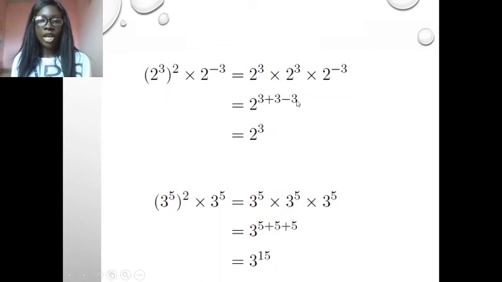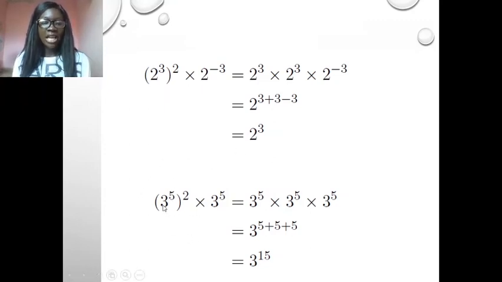So if we follow our rule in maths, addition comes before subtraction. So we have 3 plus 3, which is 6. And 6 minus 3 is 3. And that's why I have here 2 to the power of 3. Or we pronounce it as 2 cubed. So you see, it's very simple.